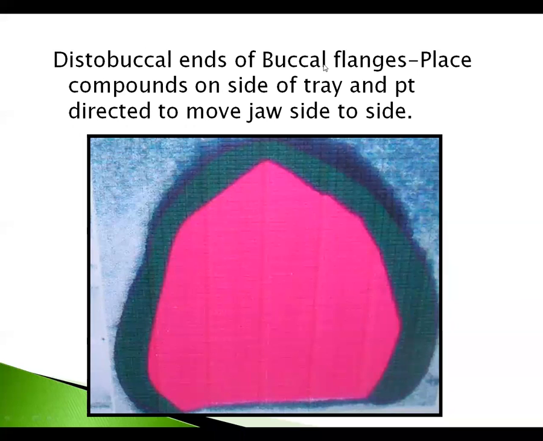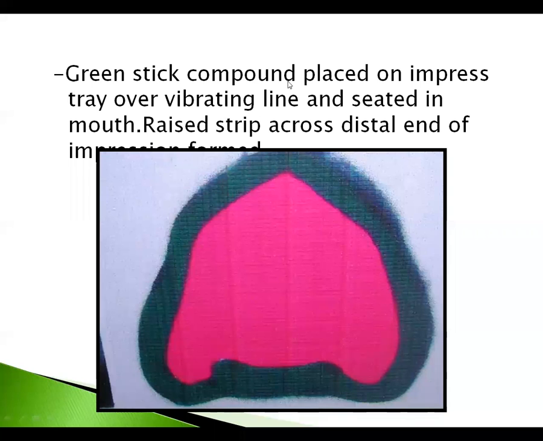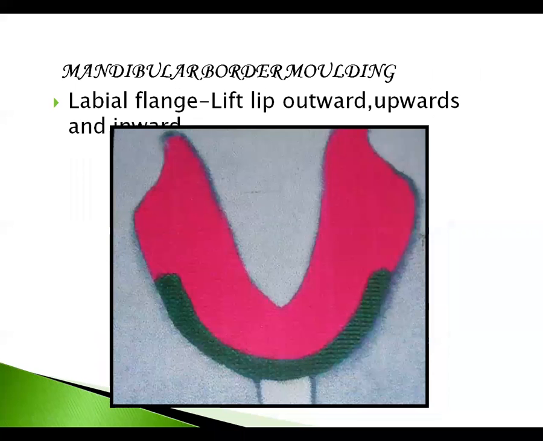For the distal end of the buccal flange, place the compound on the side of the tray and the patient is directed to move the jaw side to side. The green stick compound is placed on the impression tray over the vibrating line and seated in the mouth. Raised strip across the distal end of the impression.